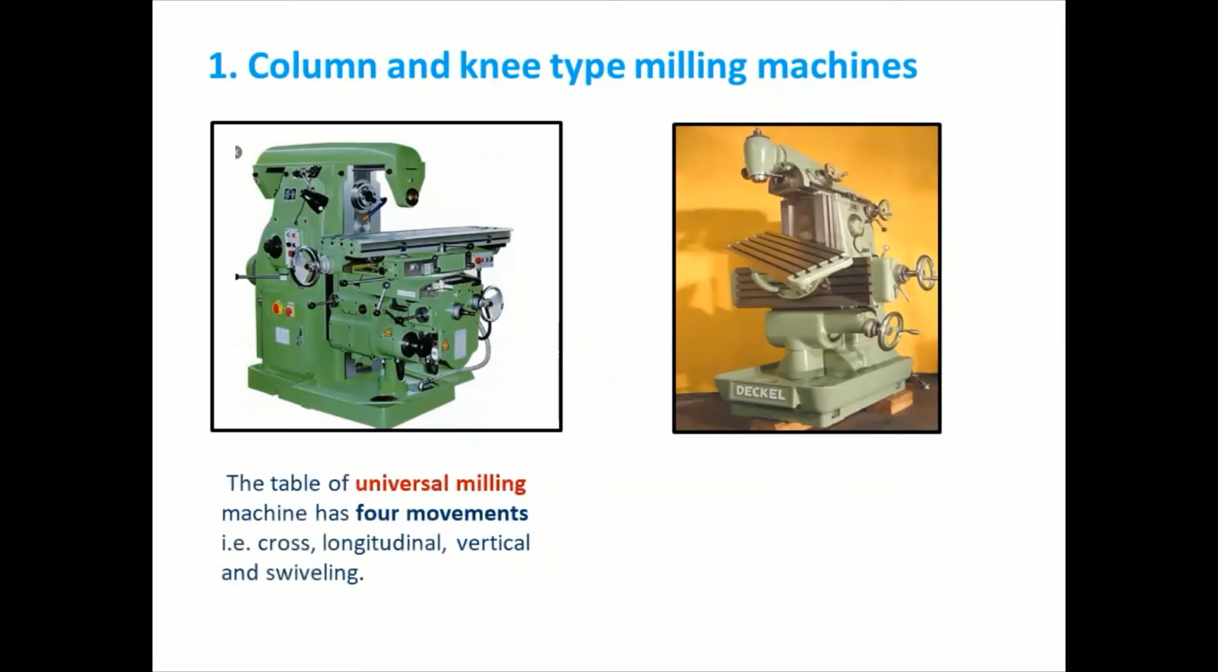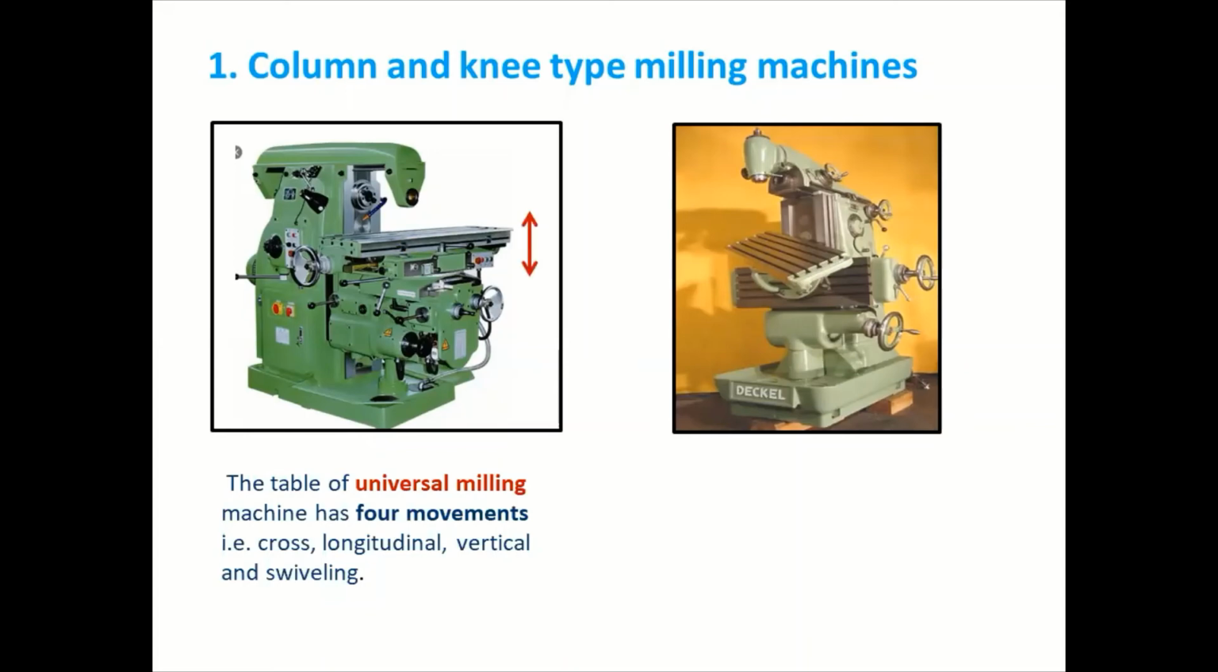Again, in the column and knee type, I have shown the universal milling machine here. Here there are 4 movements. That's why the name is universal. Which are those 4 movements? First one is the cross movement, which is called the transverse movement. Then the second one is the longitudinal movement. And the third one, you can see, is the vertical movement.